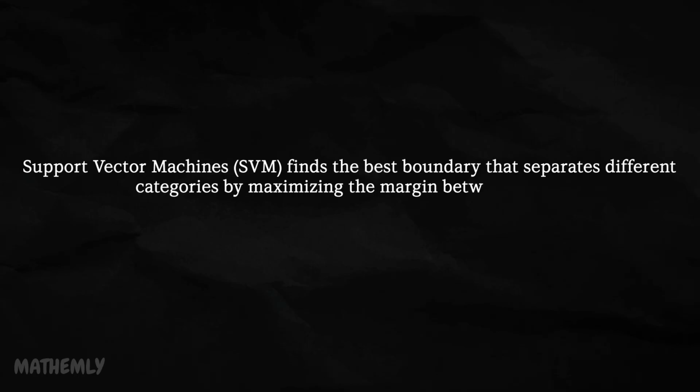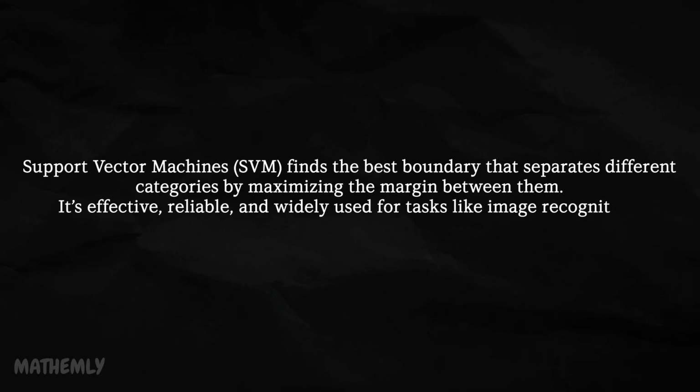To put it simply, support vector machines find the best boundary that separates different categories by maximizing the margin between them. It's effective, reliable, and widely used for tasks like image recognition, text classification, and medical diagnosis. Now, let's see it in action using Orange data mining.